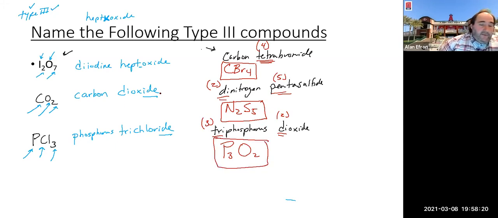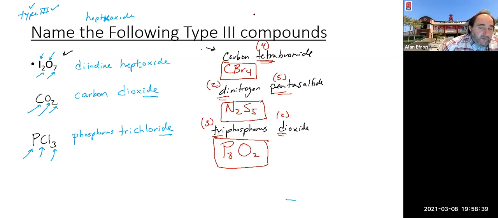Question on type 3 compounds here. Again, they are the simplest, but they are the ones that people really screw up the most. They try to do all kinds of weird balancing things. You could clearly see here there is no use of Roman numerals. There are only prefixes here.